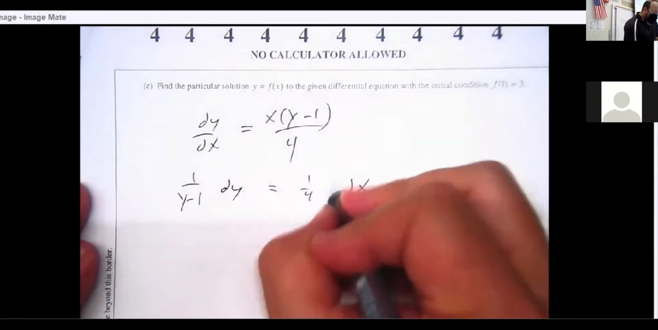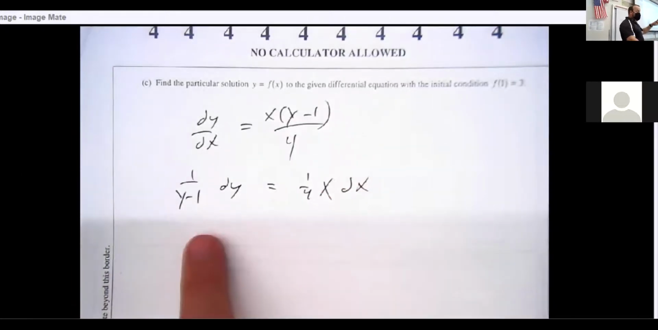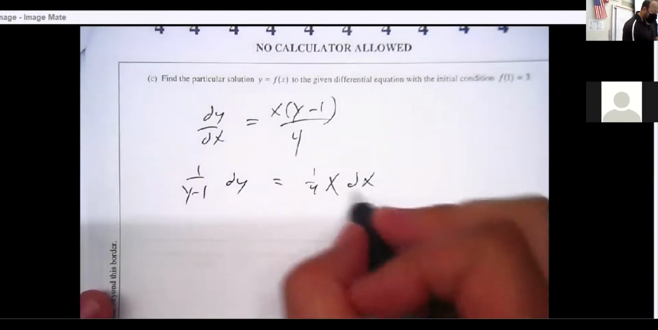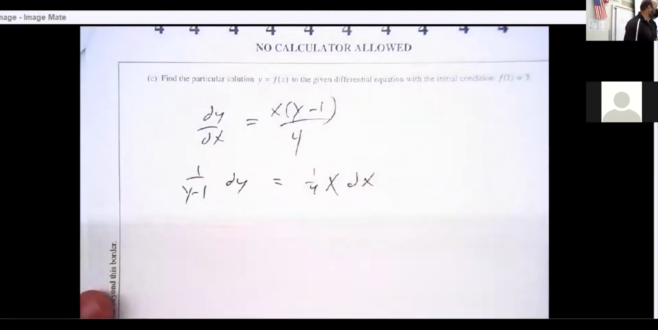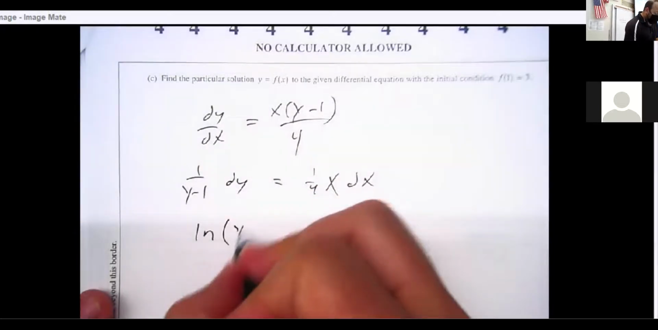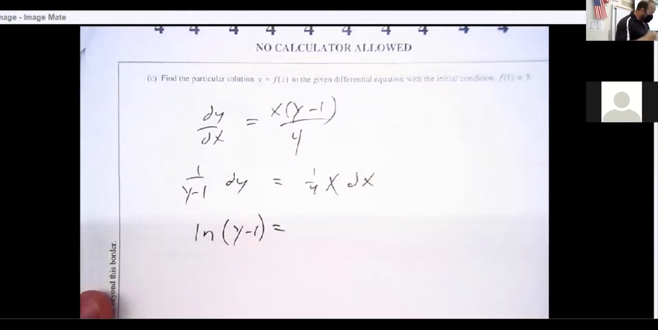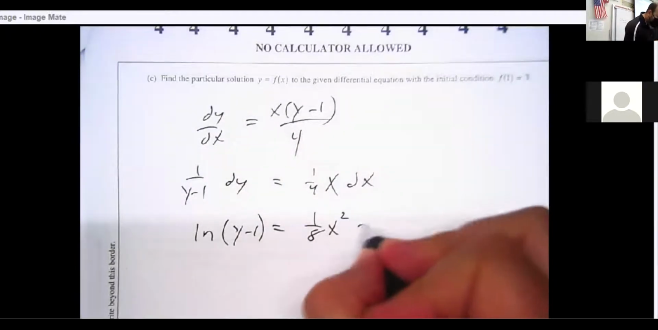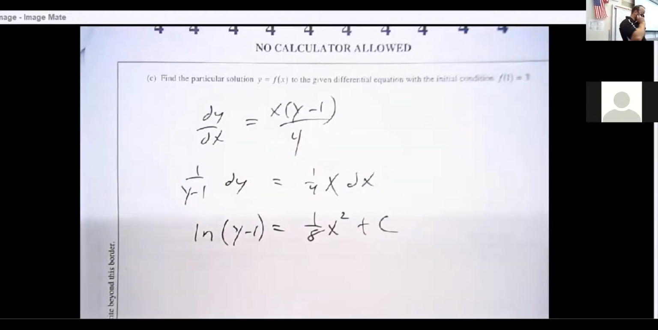What's going to be on the dx side? Now, unfortunately, that is going to create a C on both sides, isn't it? So we're just going to bring the C's together and just call it C, right? So what is the integral of this? It is the ln of y minus 1. Integral of 1/4 x, 1/8 x squared plus big C, right?